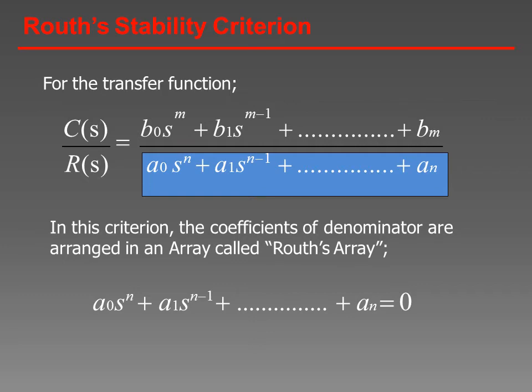In this criteria, the coefficients of the denominator are arranged in an array, and that array is known as roots array. Okay, so for creating the array, we have to take the characteristic equation, that is nothing but the denominator of the transfer function equated to 0. So that is a0 s raised to n plus a1 s raised to n minus 1 up to an is equal to 0.